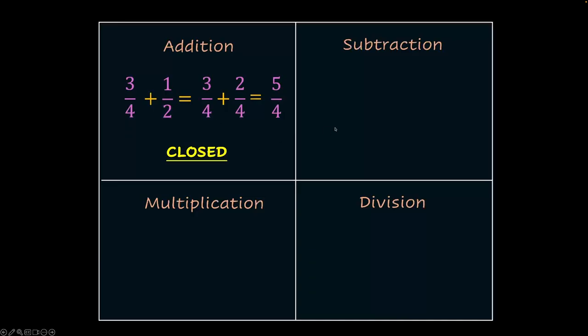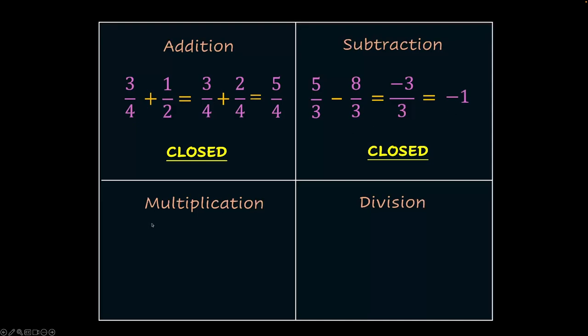Now the same goes for subtraction as well. Let's say you take 5 by 3 and subtract 8 by 3, you'll end up with what? Minus 3 over 3, which is minus 1, which is also a rational number. So subtraction is also a closed operation for rational numbers. Subtracting any 2 rational numbers will always give you another rational number.